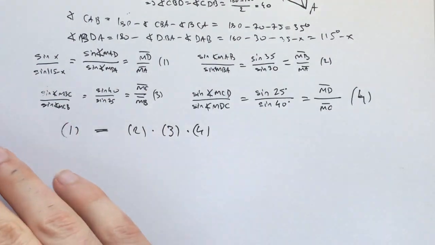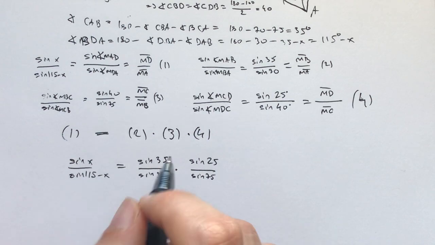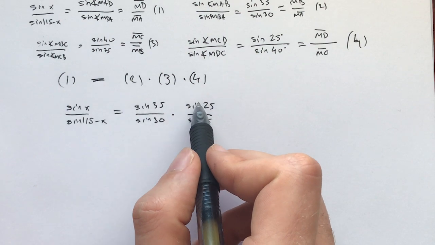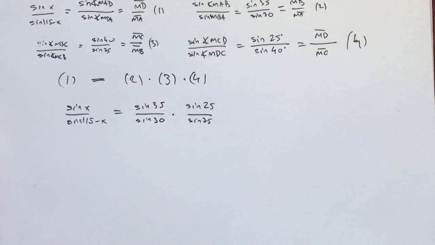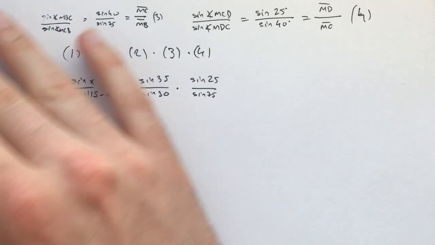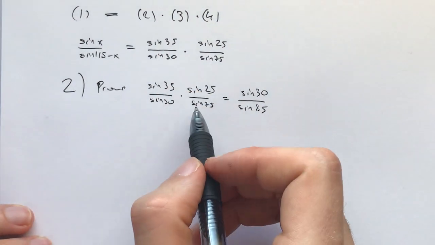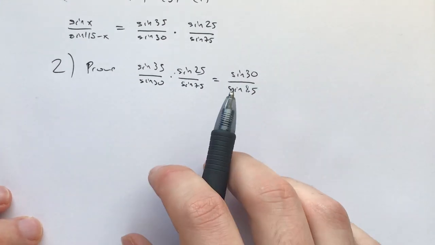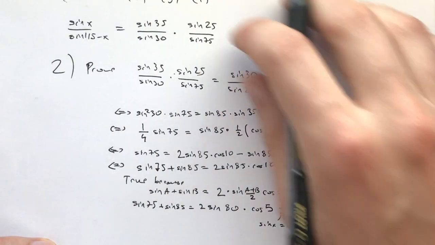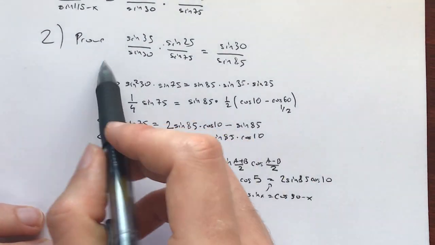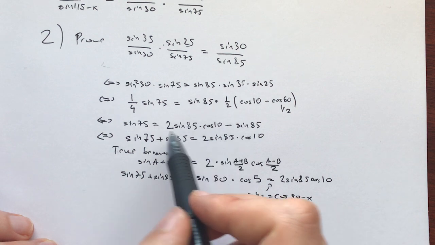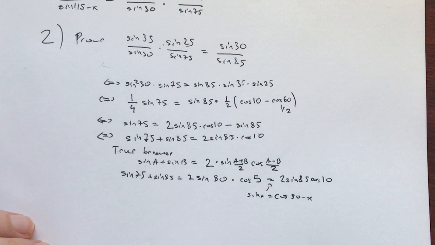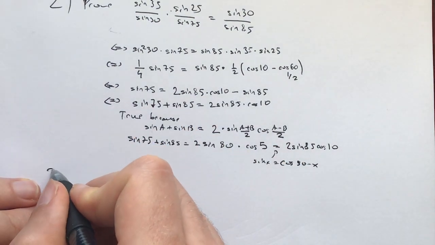And that this implies that sine of x over sine of 115 minus x is sine of 35 over sine of 30 times sine of 25 over sine of 75. And now, the second thing we do is we prove that sine of 35 over sine of 30 times sine of 25 over sine of 75 is sine of 30 over sine of 85. And the way we do this is via a bunch of trigonometry. Basically, we have if and only ifs, and we get to this thing, which is true because sine of A plus sine of B is equal to what it is. And now with that ready, we move on to step 3.